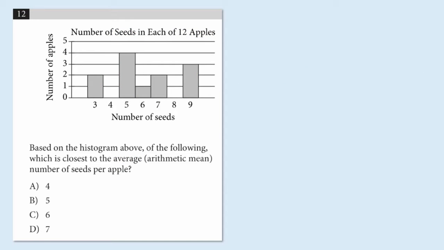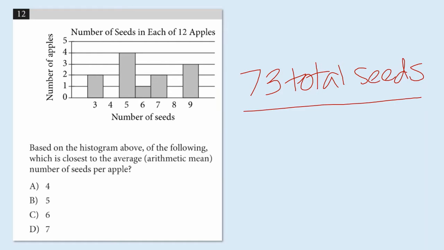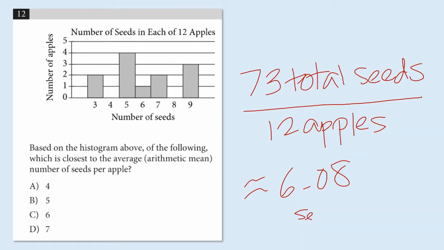Okay, so if you worked out the calculations that we just wrote down, you would have found that there's 73 total seeds in all those apples. And I have a total of 12 apples. So when I do that division, and I can use my calculator, I have about 6.08 seeds per apple as my average. And then what looks good is choice C. That's probably what you did, which is totally fine, but I wanted to show you a great trick for average problems that makes this a lot easier.